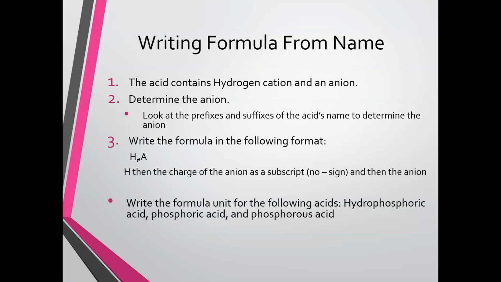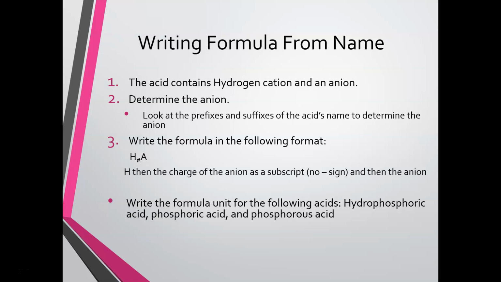So the other part of this is being able to write the formula from the name. If I gave you the name of the acid, you need to be able to write the formula. It's super simple though. It goes back to just kind of how we did our ionic compounds. So we know that every acid contains hydrogen, so that's going to be one of your two, and then it has the anion. So the second step is to determine the anion. You're going to look at prefixes and suffixes from your acid's name to determine the anion. So look at that root and determine what it used to be. Then you're going to write the formula in the following format. Hydrogen, and then however many hydrogens you have, and then your anion.